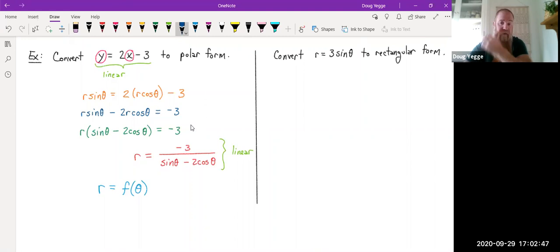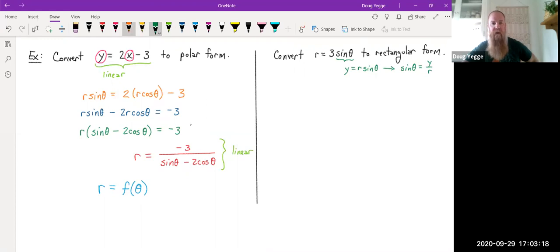And what we need to do is somehow replace all of our r's and our thetas or sine thetas with x's and y's. And so first of all, we should recognize from sine theta that y is equal to r sine theta, which implies that sine theta could be rewritten as y over r.